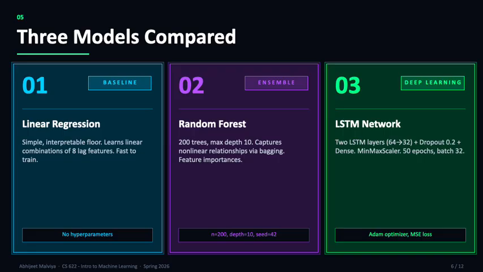It also gives us feature importances. The third and final model is the long short-term memory network, which is short for LSTM. This is a type of recurrent neural network specifically designed for sequential data. It has two LSTM layers with 64 and 32 units, dropout for regularization, and a final dense output layer. The output data was scaled with min-max scaler and reshaped into the 3D format LSTM expects. It was trained for 50 epochs.